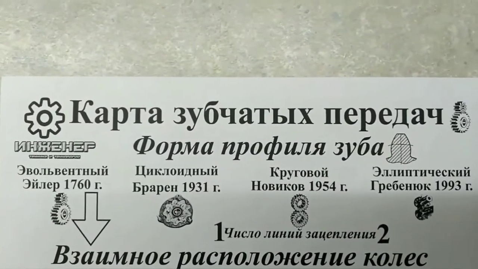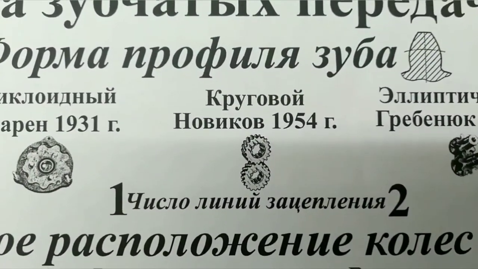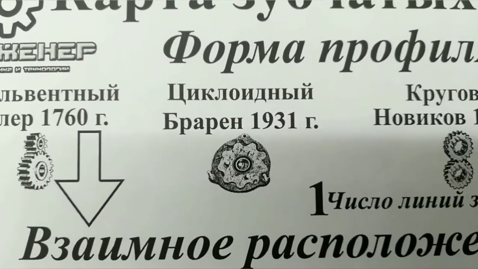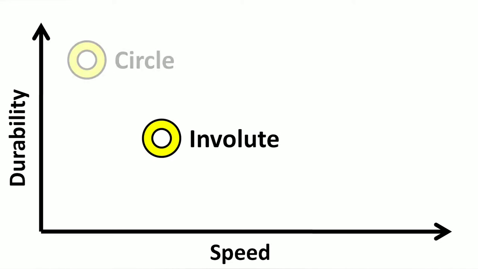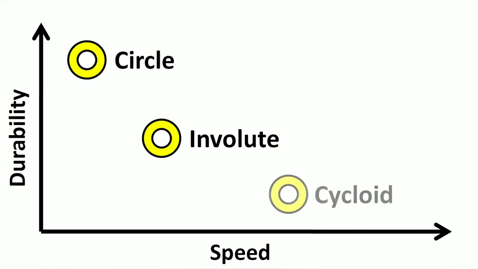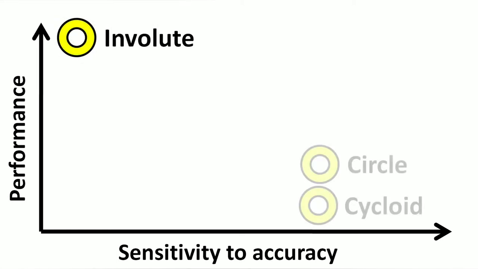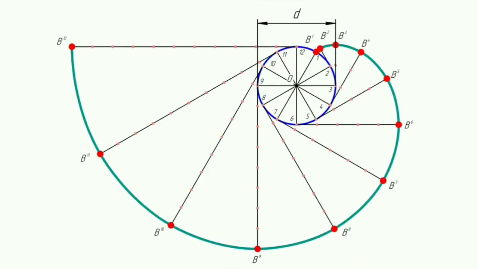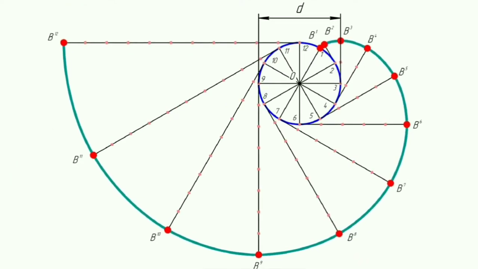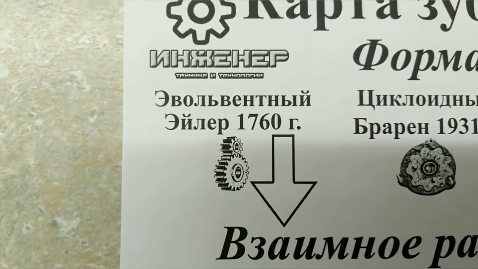All gears according to the tooth profile can be divided into cycloidal, elliptical, circular, and involute. The involute shape of the tooth is the most common in engineering as it has a number of advantages. The author of this tooth shape is Euler. It was invented in 1760.